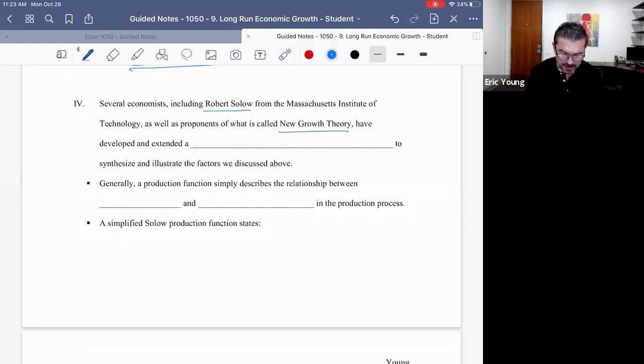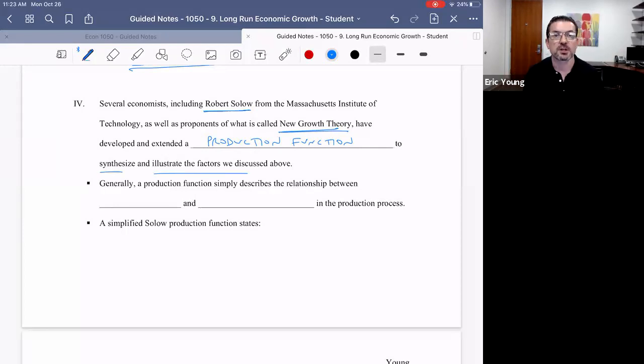So let's start off. Again, several economists, notably Robert Solow from MIT, as well as the proponents of what we call the new growth theory, have developed and extended a production function to synthesize and illustrate the factors that we discussed before in prior videos, okay?